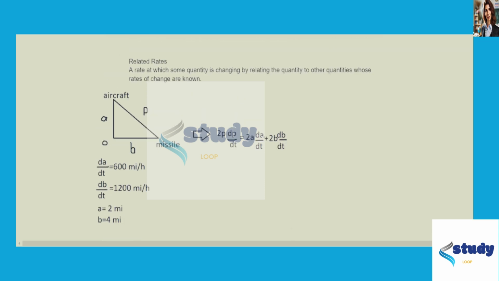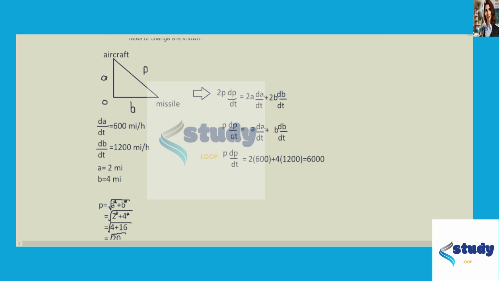So we have 2p times dp over dt equals 2a dA over dt plus 2b times db over dt. We can cancel the 2, so we have this simplified form. And then we substitute the values of a, dA over dt, b, and db over dt. So we get 6,000, because 2 times 600 plus 4 times 1,200 equals 6,000.